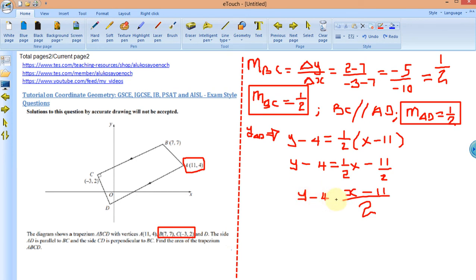Then cross multiply, so that will be 2y minus 8. If you cross multiply, 2 times y is 2y. So 2y minus 8 equals x minus 11. So now I'm going to collect like terms.